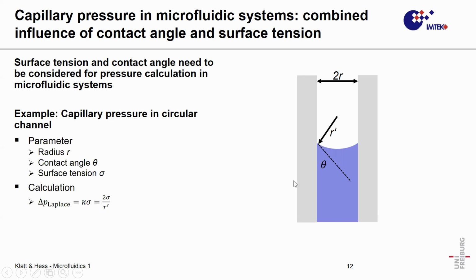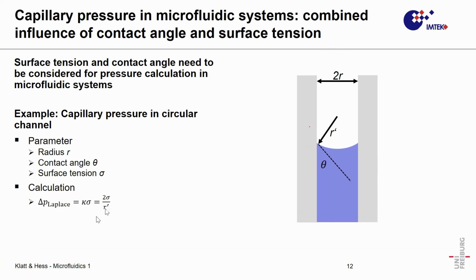So what we learned last time in the first video is that the Laplace pressure is given by the curvature times the surface tension. In our case, in the 3D case, the curvature is given by 2 divided by r prime. The surface tension obviously is the parameter that we just defined. So how can we calculate r prime in this case if we only know r?